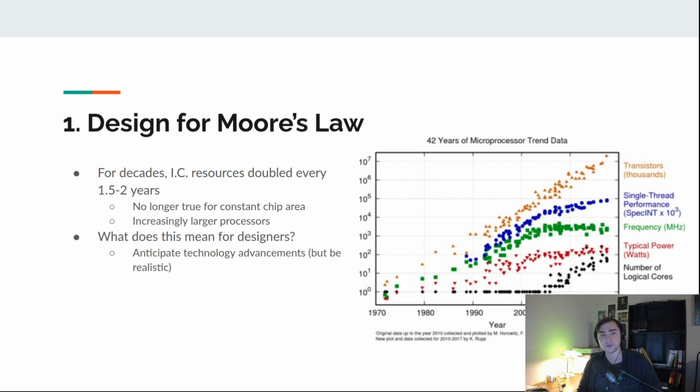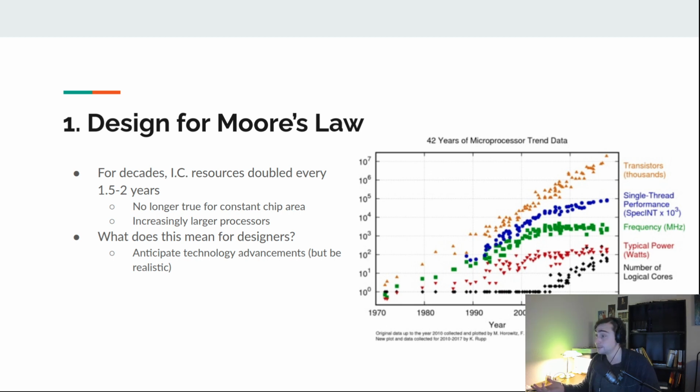So many people are familiar with Moore's law, or have at least heard about it, or maybe that Moore's law is over or Moore's law is dead. So what exactly was it? So Moore's law was this economic trend that was true for decades, where every 1.5 to 2 years, we basically get double the amount of resources on an integrated circuit, for a constant chip area, right? So we'd have, say, one size chip, and then 2 years later, we'd have, say, double the number of transistors on that chip. Now, the reason why people say that Moore's law is dead is because this is no longer true for a constant area chip.